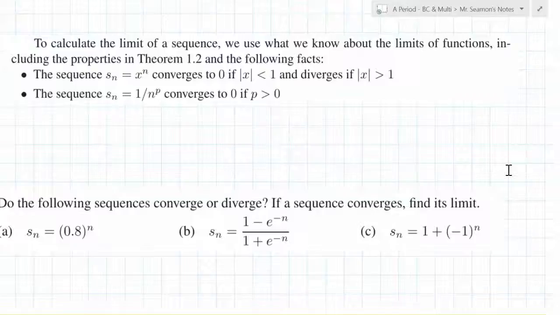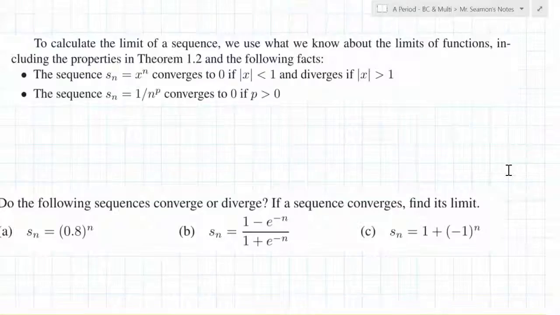This sequence, Sn equals x^n, converges if the absolute value of x is less than 1, and it diverges if the absolute value of x is greater than 1. We're not proving it, they're just telling you that's true. Second thing, the sequence 1 over n^p converges to 0 if p is greater than 0. So these are two truths that they're just giving you. So you can now use these truths.